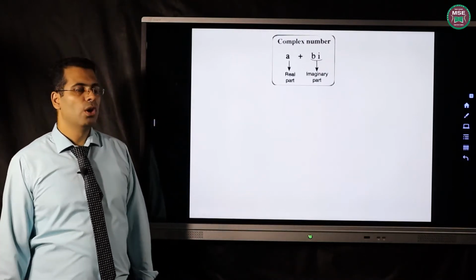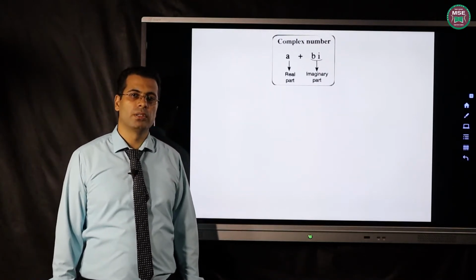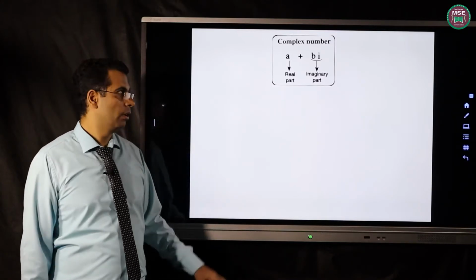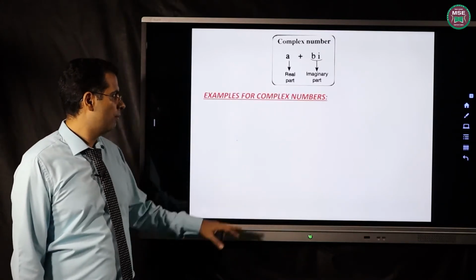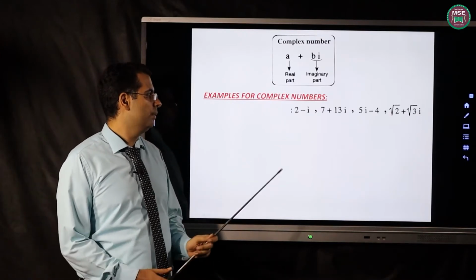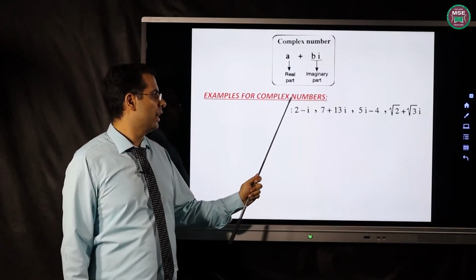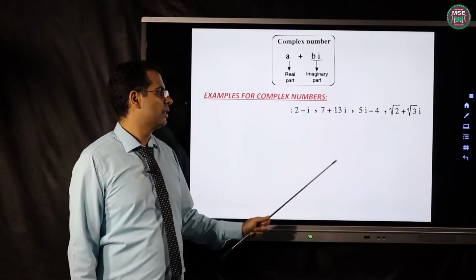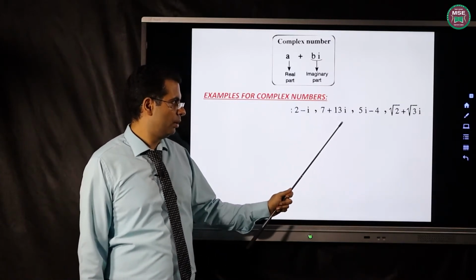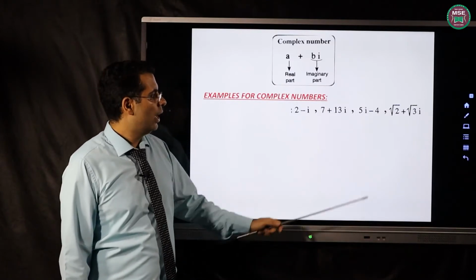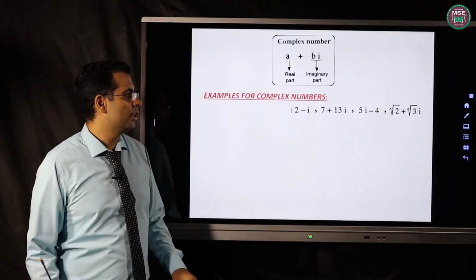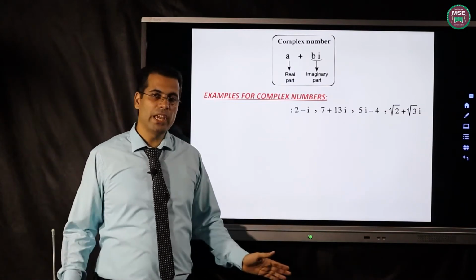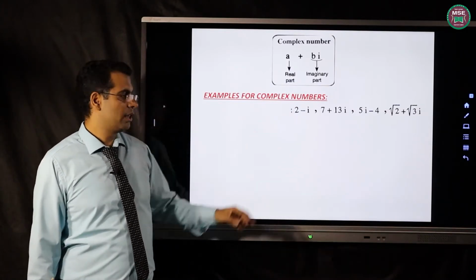Complex number. A complex number consists of 2 parts, real part and imaginary part, and we can't simplify it. Examples for complex numbers: 2 minus I, where 2 is the real part and -I is the imaginary part. Also 7 plus 13I, 5I minus 4, and root 2 plus root 3I. All of them are complex numbers, and we can't simplify them. It is the simplest form.